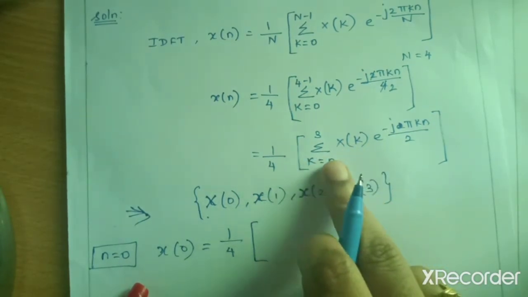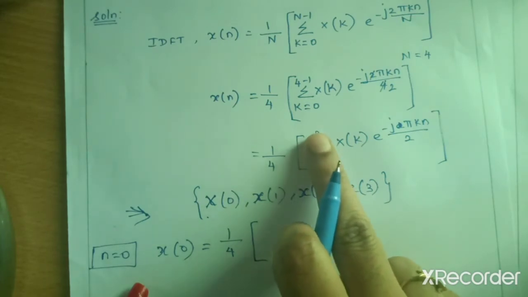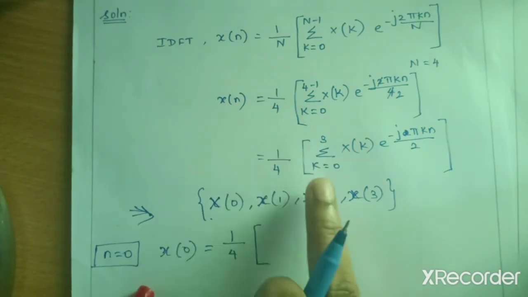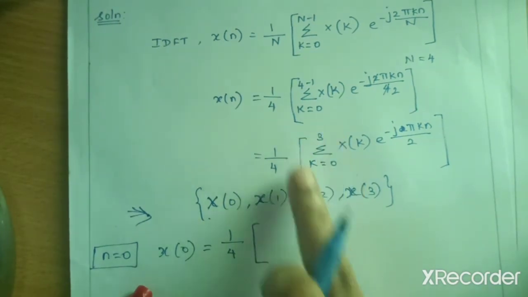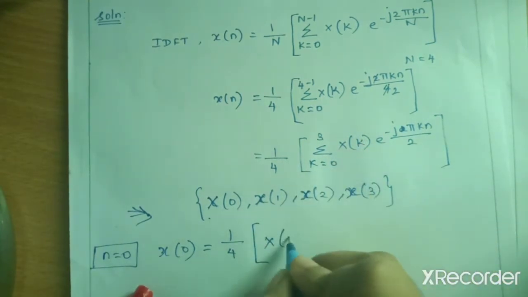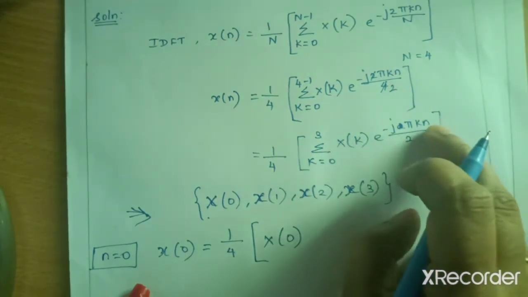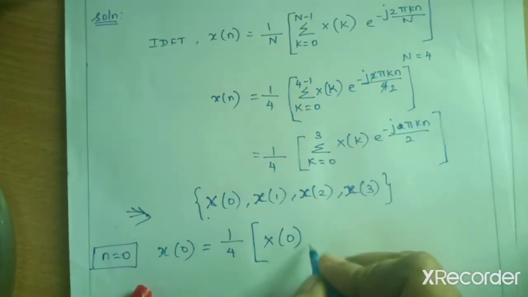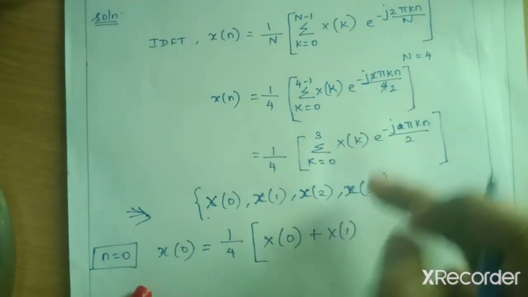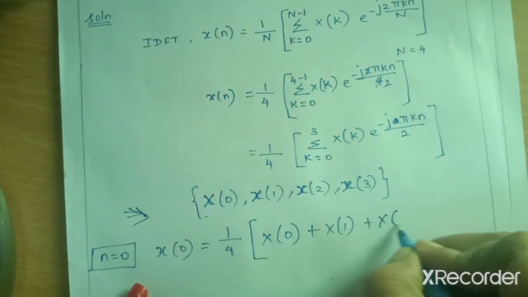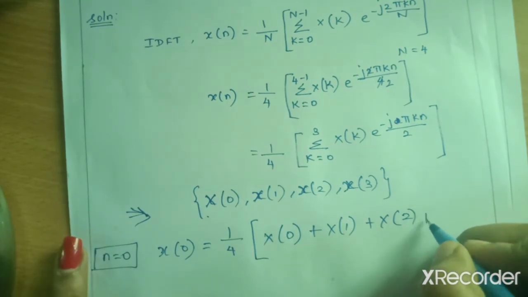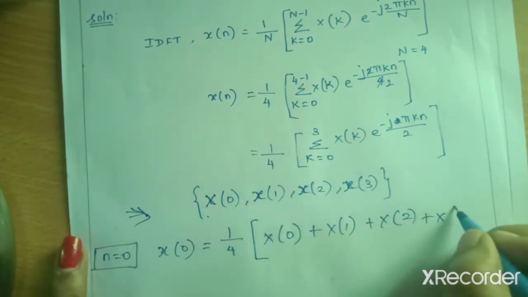The value of k ranges from 0 to 3 because here we have N minus 1 samples. The value of N is 4, so 4 minus 1 is 3. So from 0 to 3 we have to put the value of k. First put the value of k as 0. So x of 0, and e power 0 represents 1. So 1 plus x of 1, and 1 plus x of 2, and e power 0 is also 1. Then substitute the next value, x of 3.